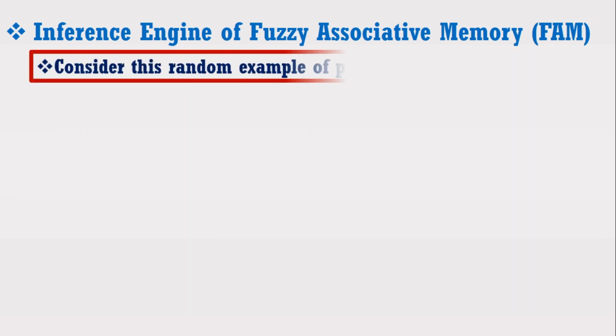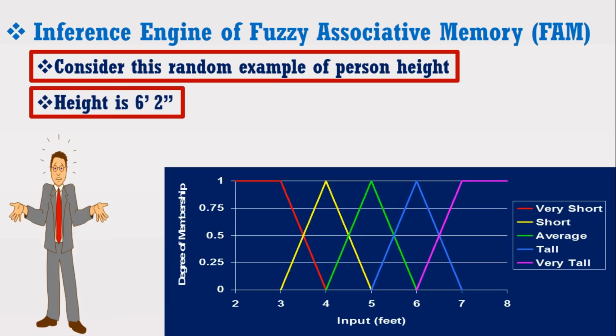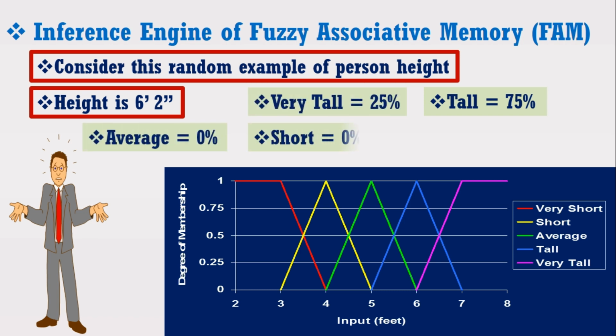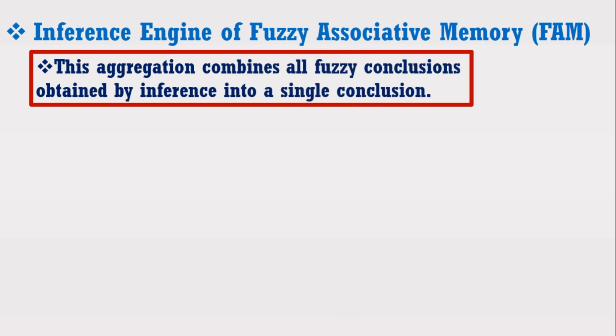Consider another example of person height. Suppose a person has a height of 6 feet and 2 inches, then what will be his category among very short, short, average, tall and very tall? From the figure it is noticed that he is 75% in tall category and 25% in very tall category. Therefore, we need to aggregate all these rules to obtain the single output. This aggregation basically combines all fuzzy conclusions obtained by the inference into a single conclusion.